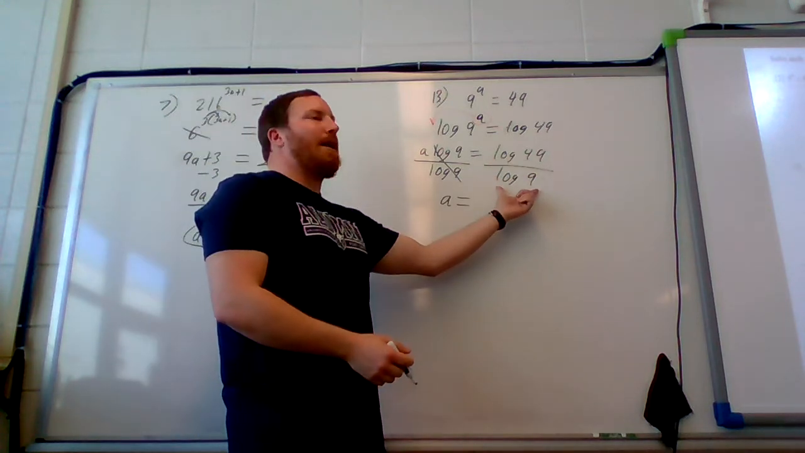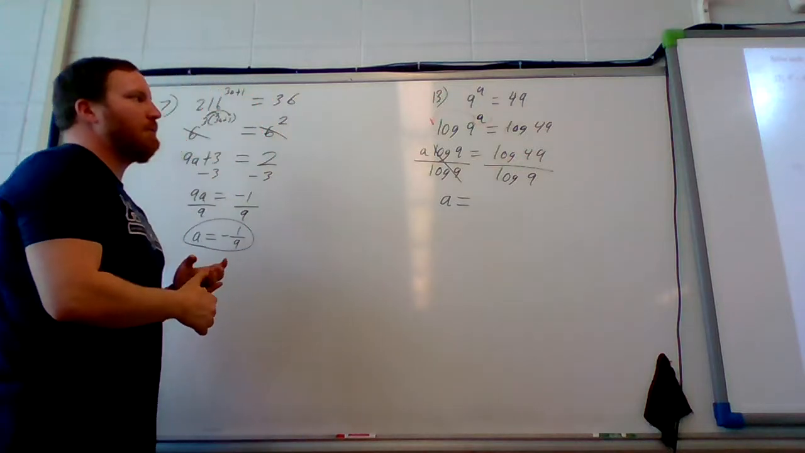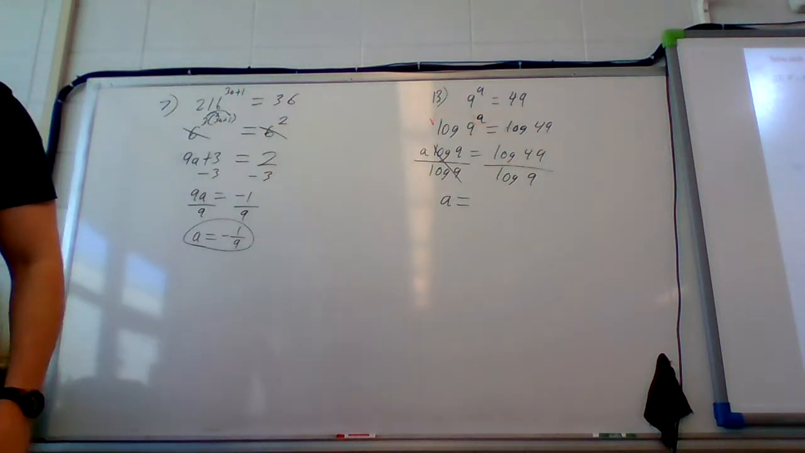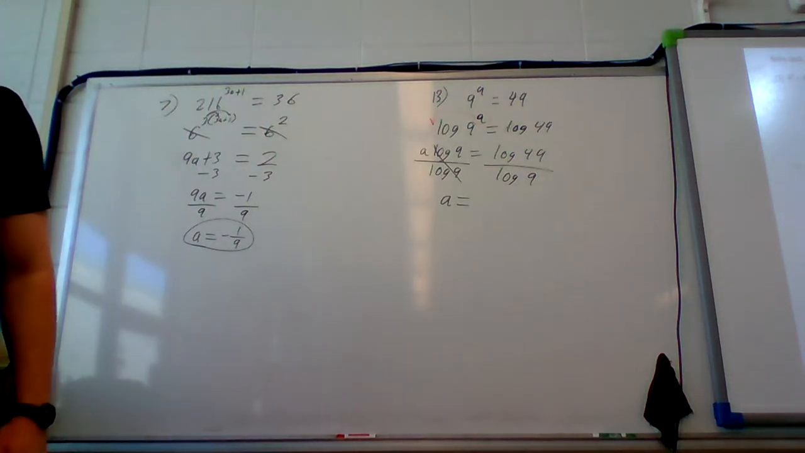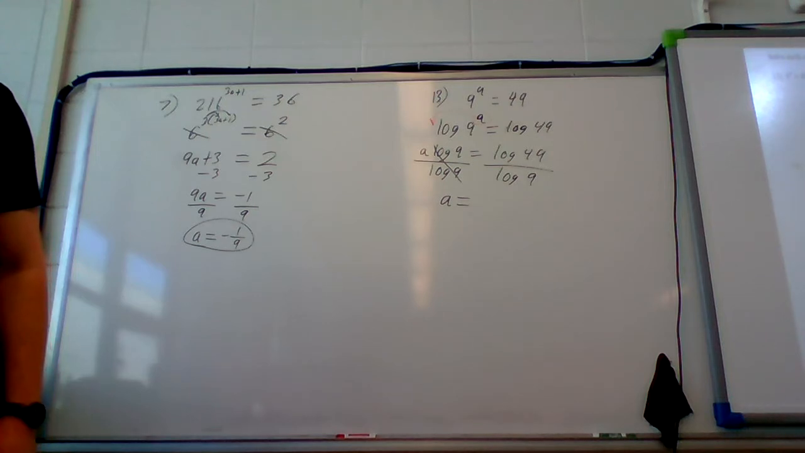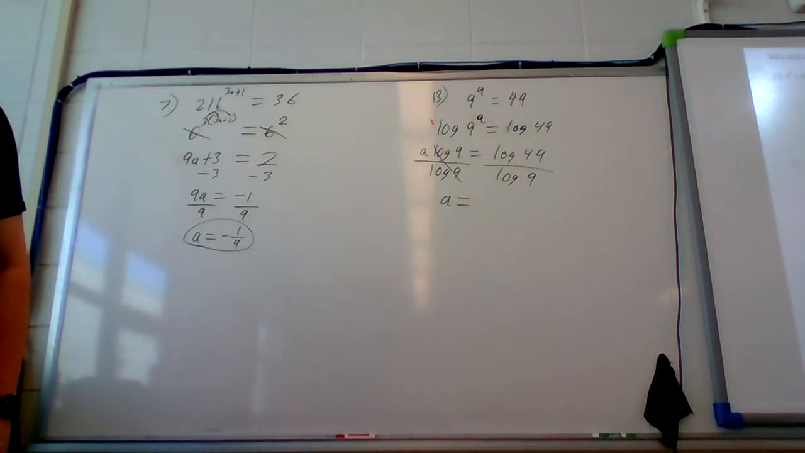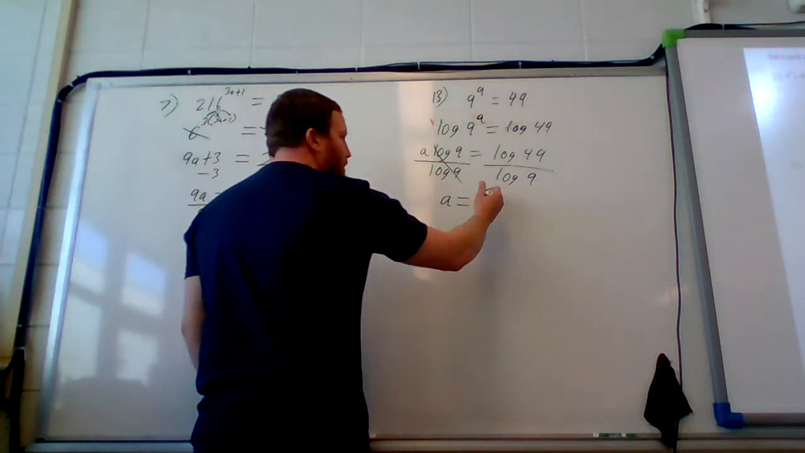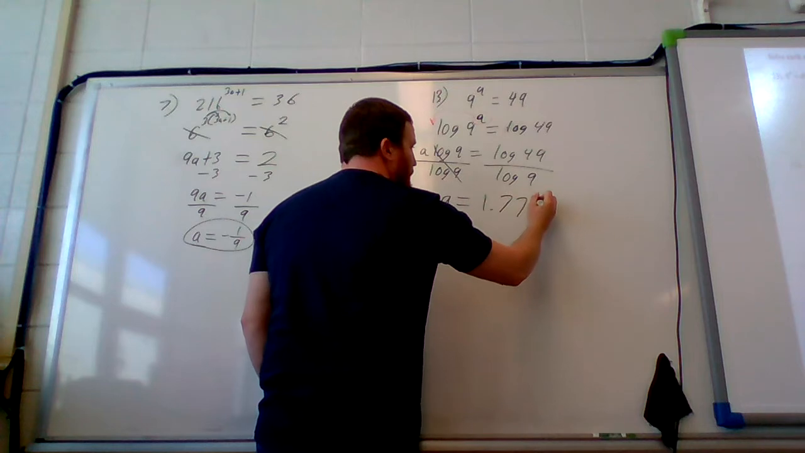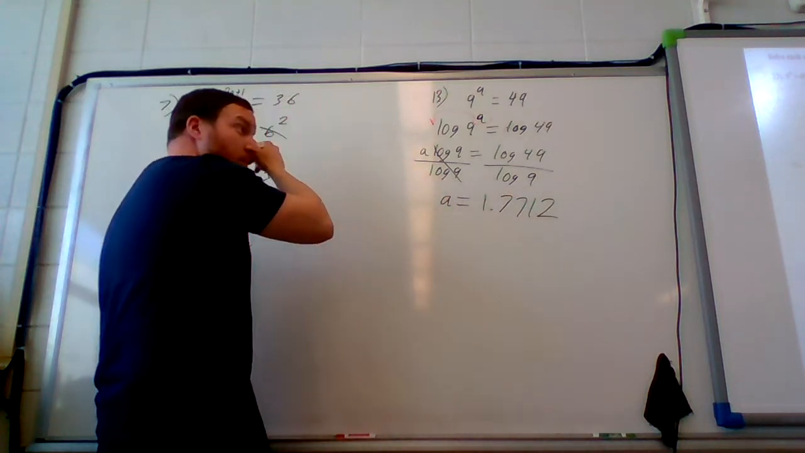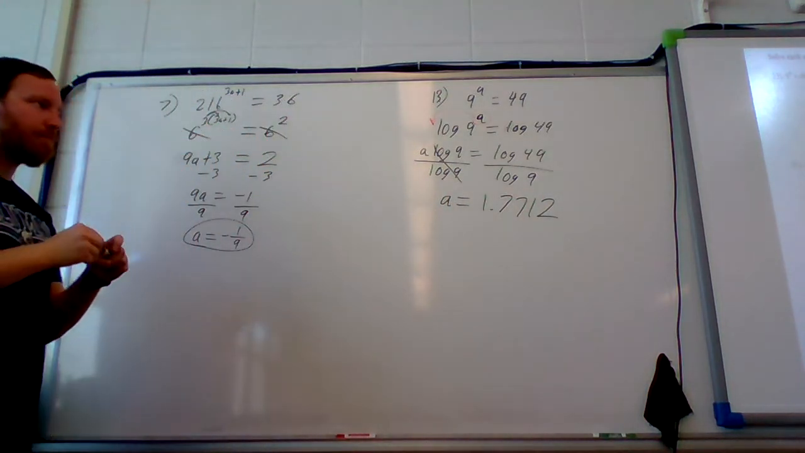Here's where we plug it in the calculator, right? We're going to do log of 49 divided by log of 9. Round it to the 4 decimal places. So we got log 49. Make sure to close those parentheses, divided by log of 9. And we get 1.7712. There we go.